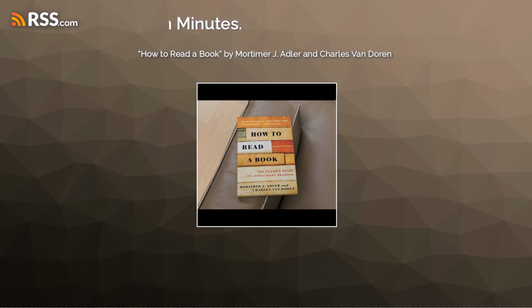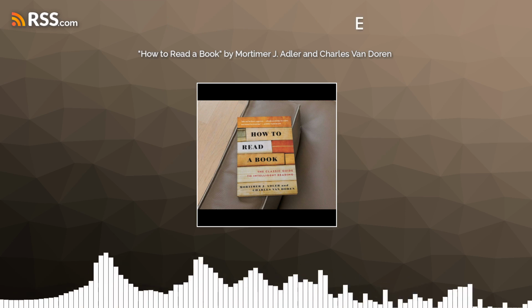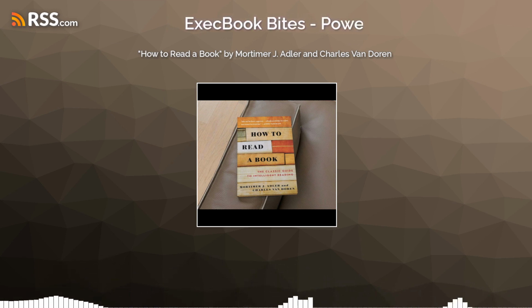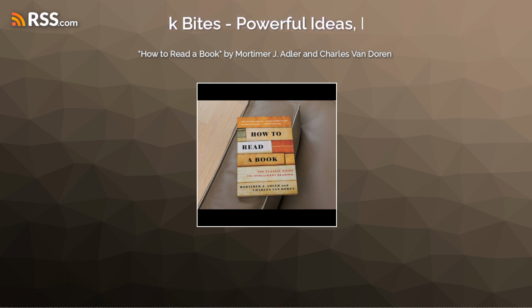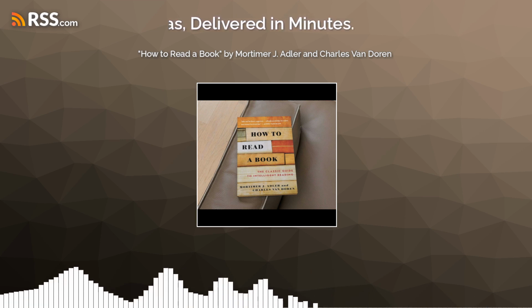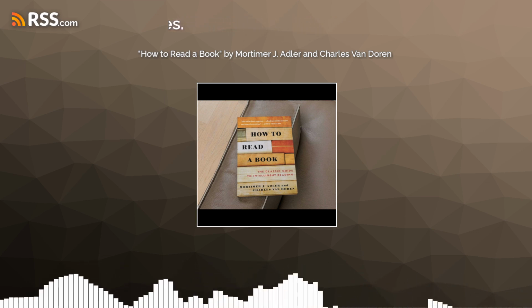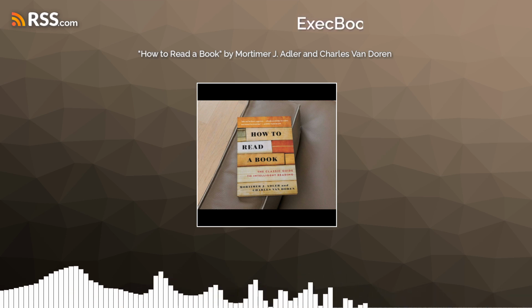Chapter 3. The First Level of Reading. Elementary Reading. Elementary reading refers to the basic skill of comprehending words and sentences. It involves decoding language and understanding its most direct meanings. This chapter highlights that everyone starts at this level but needs advancement for profound understanding.